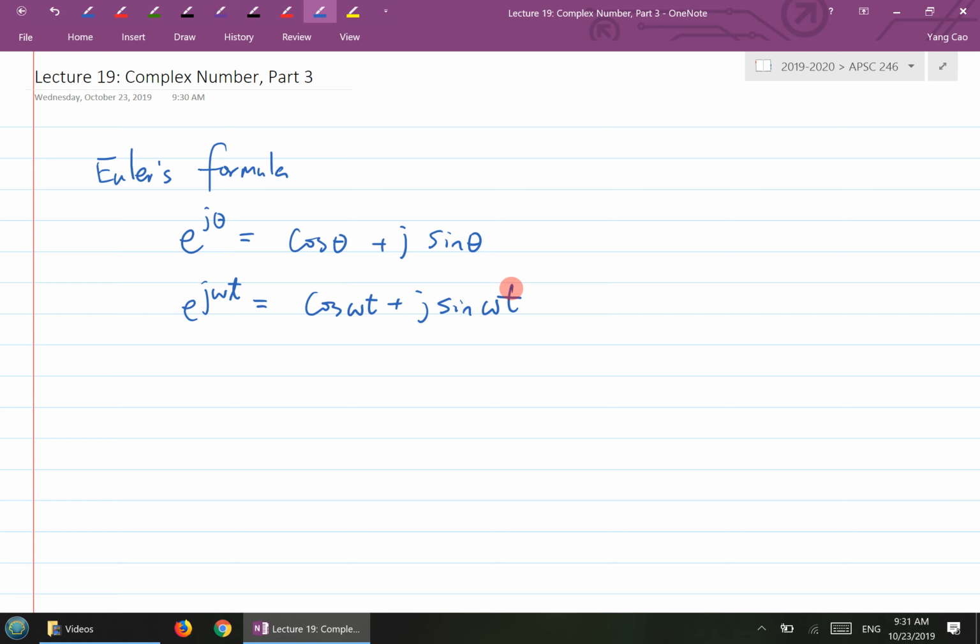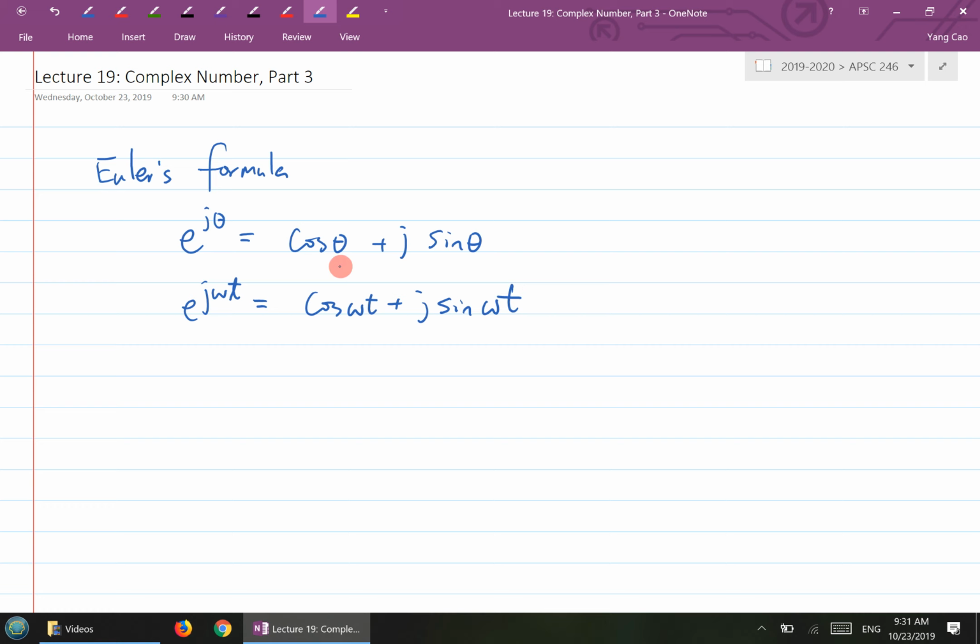Okay, morning. Let's continue on complex number. Let's finish it today. So we talked about Euler's formula in the previous lecture. Essentially you can write a complex number into the Euler format.